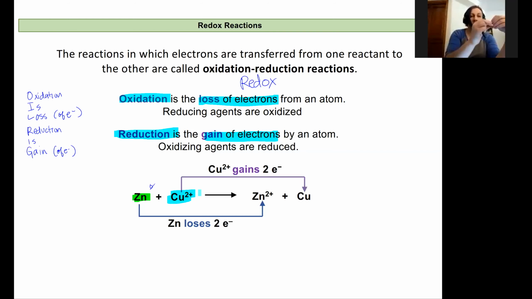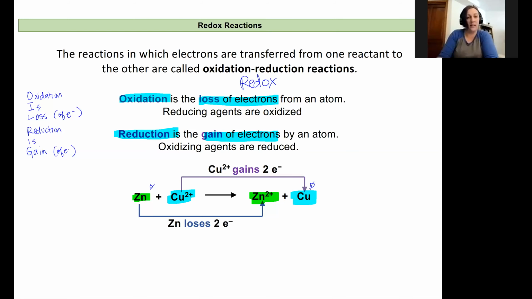And that's going to then create a positive charge on our zinc atom because it has lost electrons. So now there'll be an imbalance where there's more protons than electrons, and we create this zinc plus 2 cation. As that copper cation gains electrons, it becomes actually just a metal. It forms its elemental state of copper with a charge of 0.